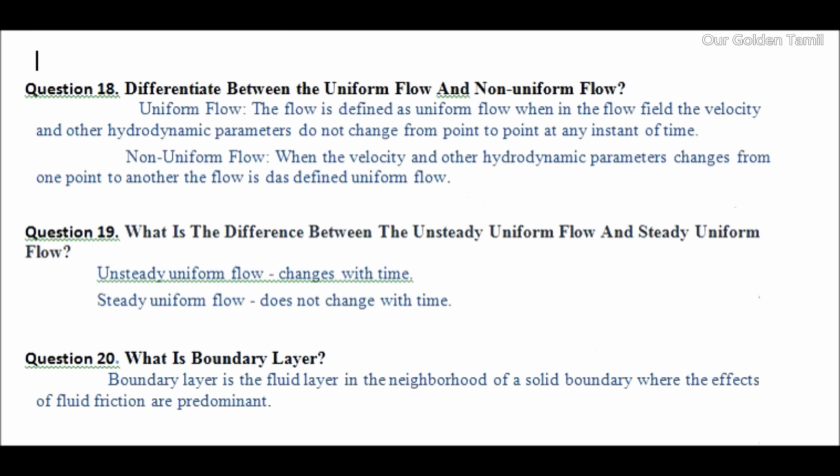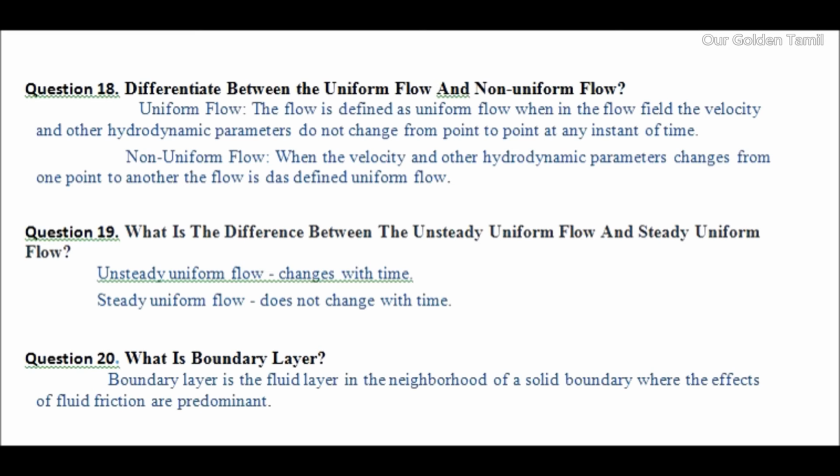Question 18. Differentiate between uniform flow and non-uniform flow. Uniform flow: the flow is defined as uniform flow when in the flow field the velocity and other hydrodynamic parameters do not change from point to point at any instant of time. Non-uniform flow: when the velocity and other hydrodynamic parameters change from one point to another, the flow is thus defined as non-uniform flow.